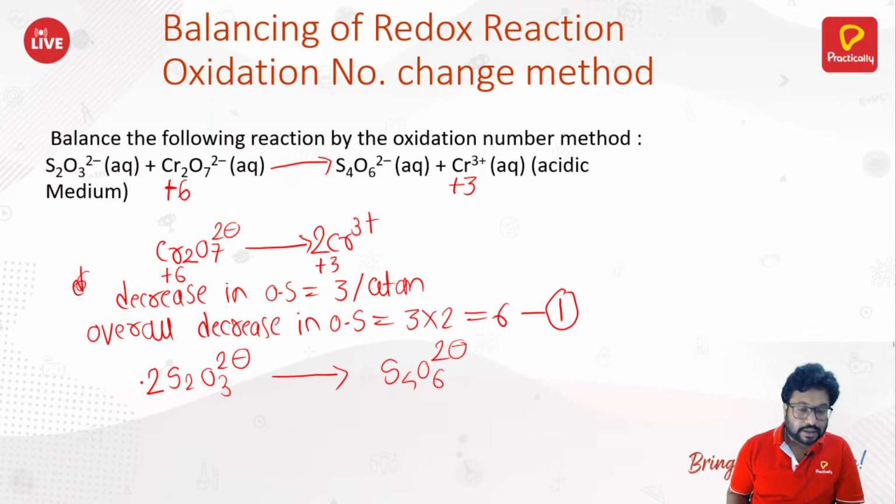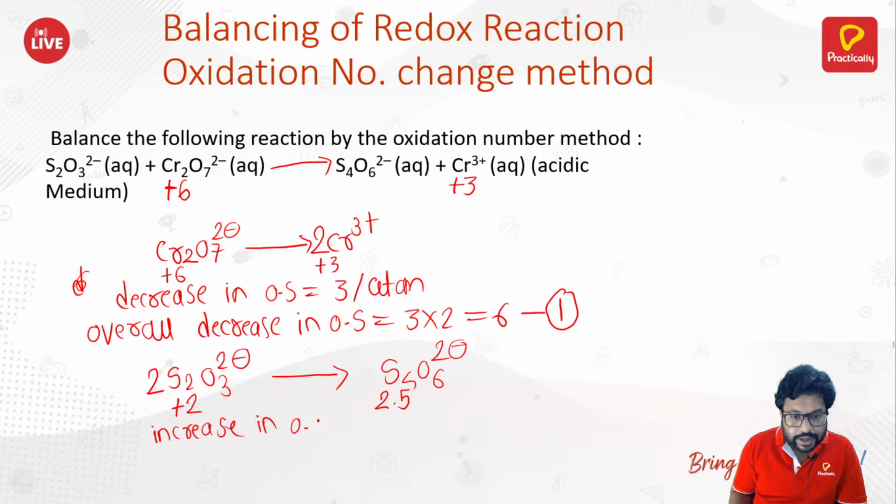Okay. Sulfur: 3 into 2, 6. 6 minus 2, 4. 4 divided by 2, plus 2. That means sulfur's oxidation state is plus 2 here. Here, 6 into 2, 12. 12 minus 2, 10. 10 divided by 4, 2.5. So sulfur is getting oxidized from plus 2 to plus 2.5. So if you write the increase in OS here, increase in OS is equal to 0.5 per atom, right?